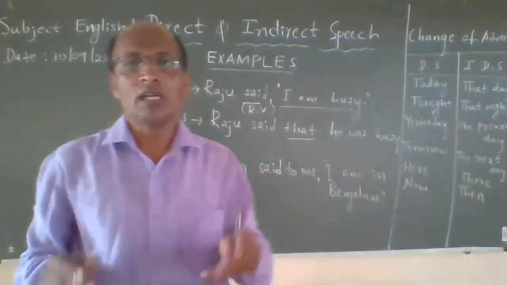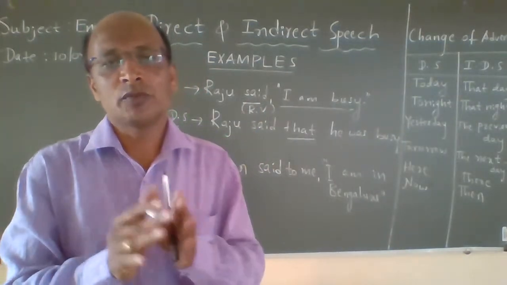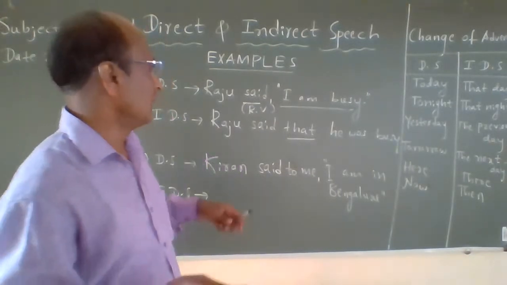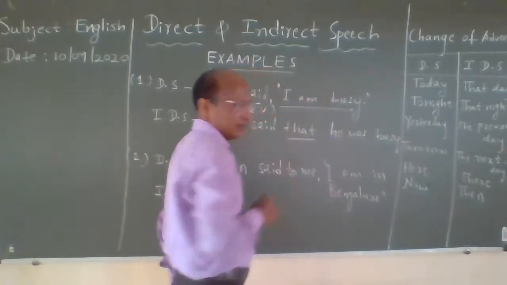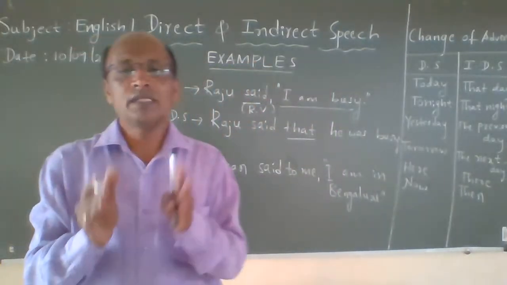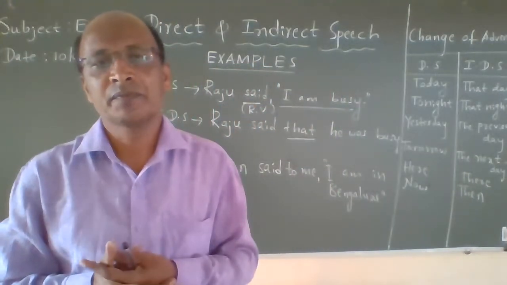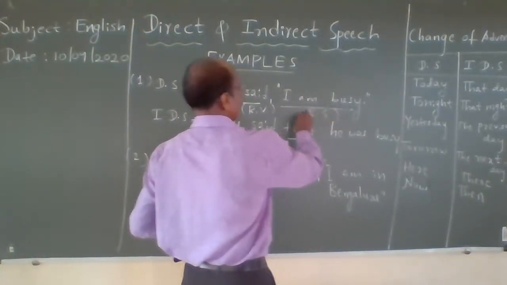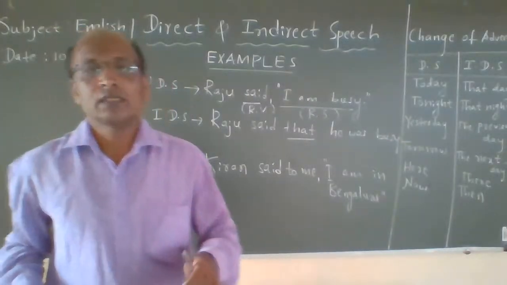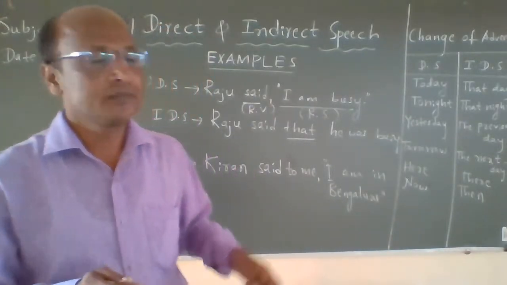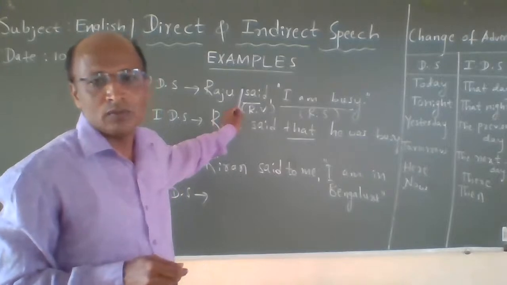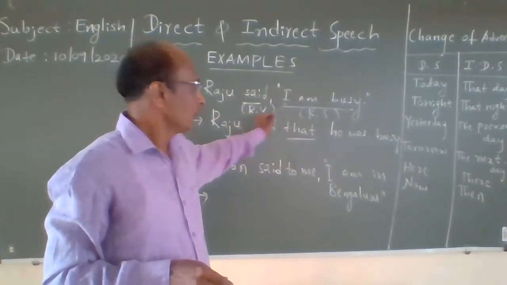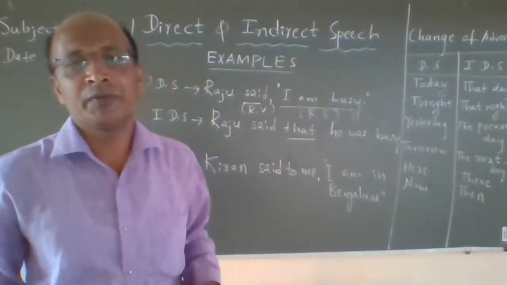Said is the reporting verb. Raju said. In this sentence, said is the reporting verb. After that, I am busy. This is the second sentence. I am busy is the reported speech. Right? Students, try to understand. Just now we have understood that said is the reporting verb and I am busy is the reported speech.